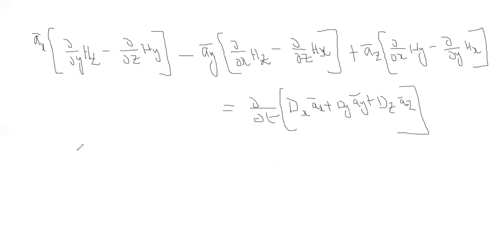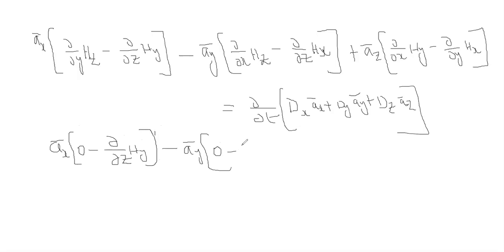So in this first ax bar coefficient, it is not varying with respect to y, so this term becomes 0. Then 0 minus, it can vary with respect to z, so ∂/∂z of Hy. Minus, and the ay bar coefficient: it is not varying with respect to x also, so the first term here is also 0. 0 minus ∂/∂z of Hx.